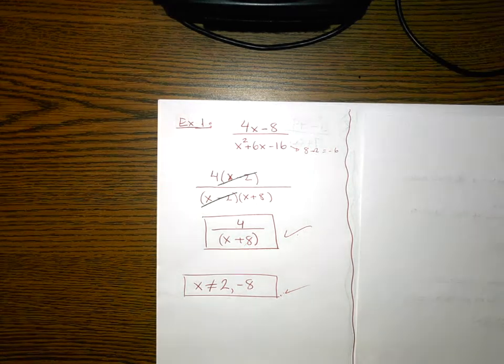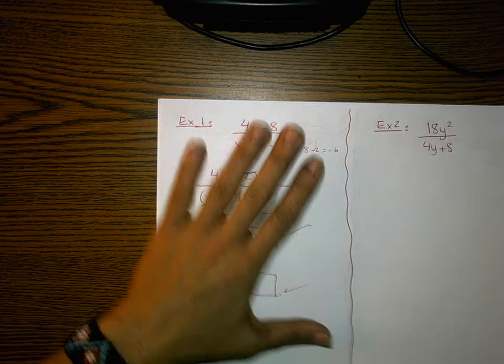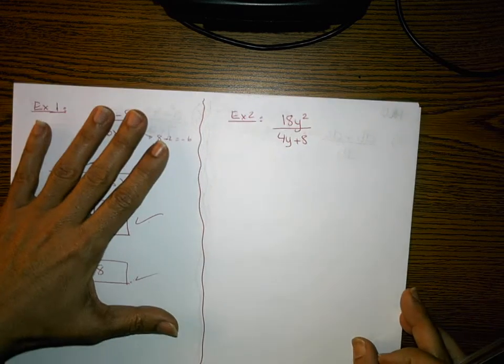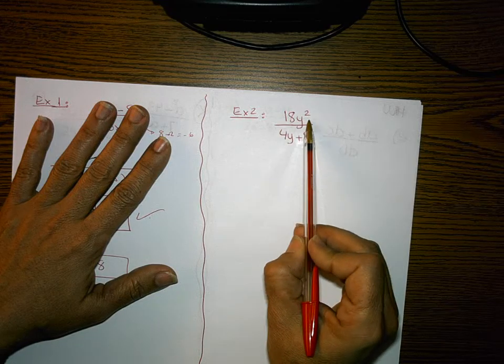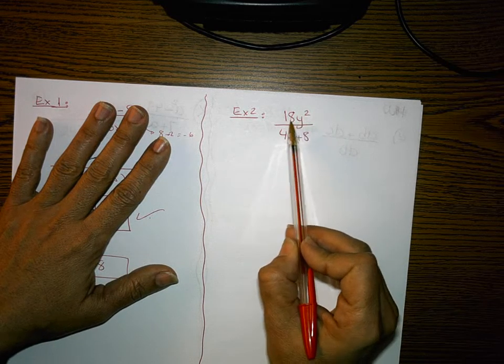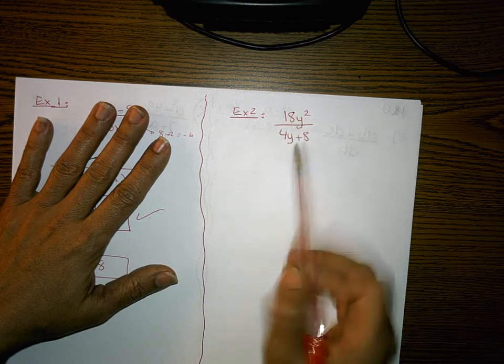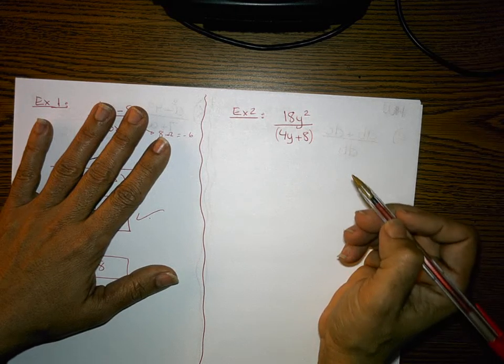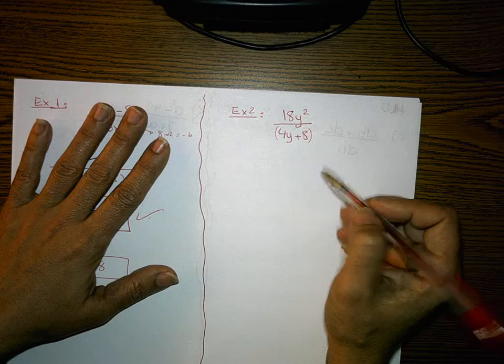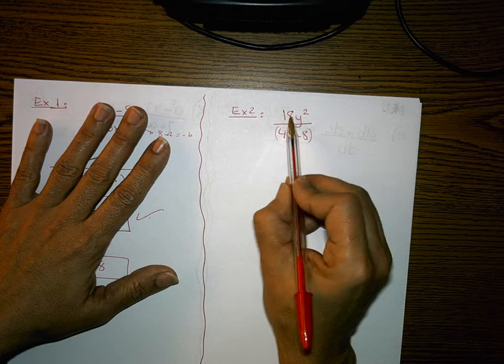All right, let's try one more, and let's move on over here to example 2, all right? Now this is a little bit different. I have a monomial. I don't have an addition or a subtraction going on in here, but here I do have a binomial. So be careful, you have to recognize these terms. All right, so I'm going to rewrite this with factors of 18.